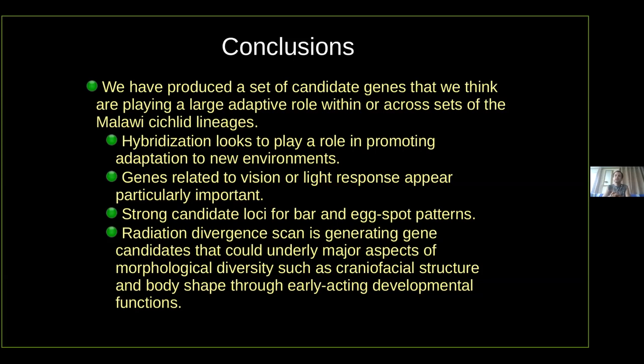From Masoko, we have some strong candidates, and Margarita's study for barring and egg spots, so different pattern phenotypes. And then the radiation divergence scan is generating gene candidates that could underlie major aspects of morphological diversity, such as craniofacial structure and body shape, through the early acting developmental functions of the genes it's highlighting.